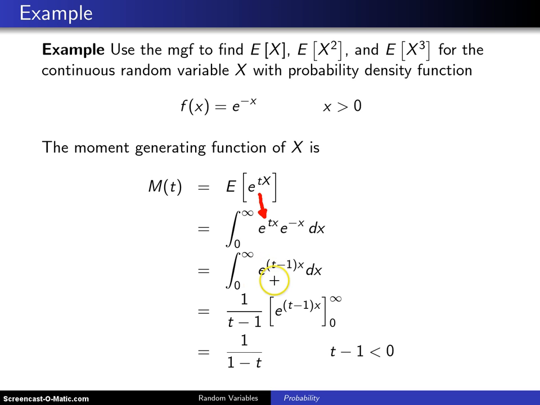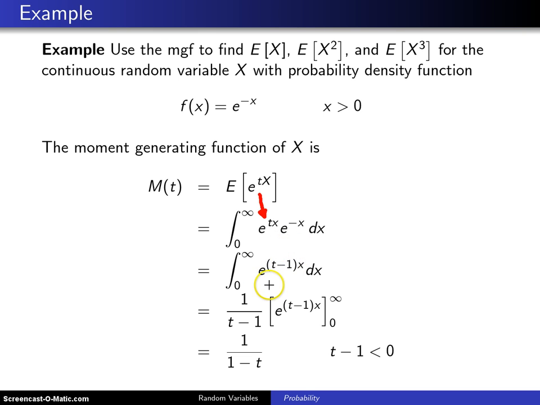Think for a minute about this integrand. If it is e to the, let's say, positive 3 times x, this integral is going to diverge. On the other hand, if it is e to the minus 3 times x, then the integral will converge. So from that, we have to throw in the assumption that t minus 1, which is this coefficient out front of x, has to be negative. Now you'll see in a minute why this comes into play, but it is an important detail, and part of getting moment generating functions right is to get all the details right.